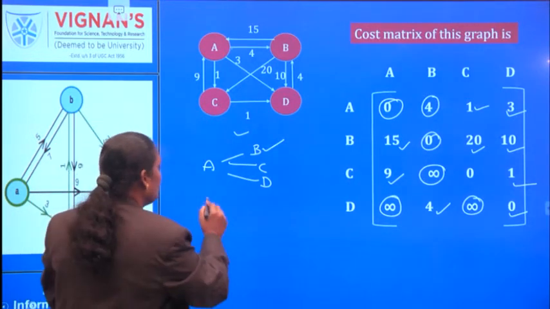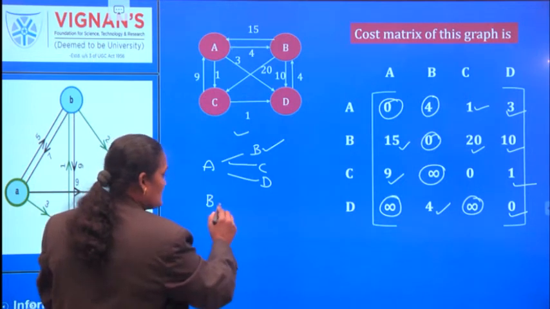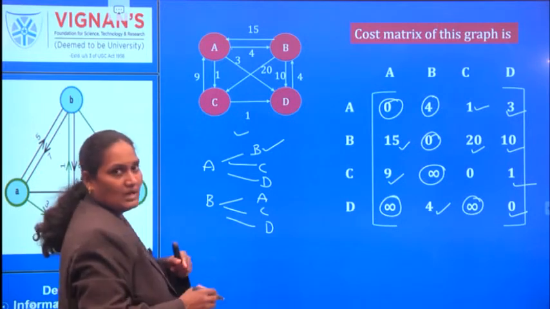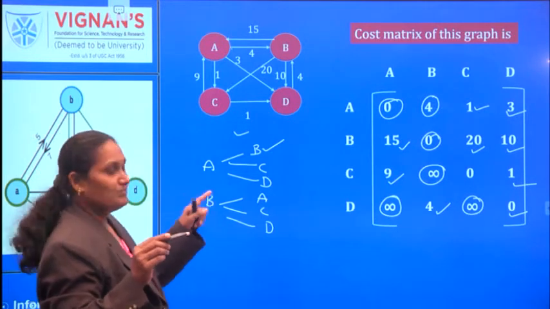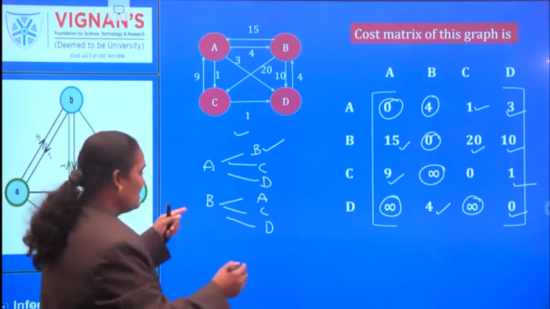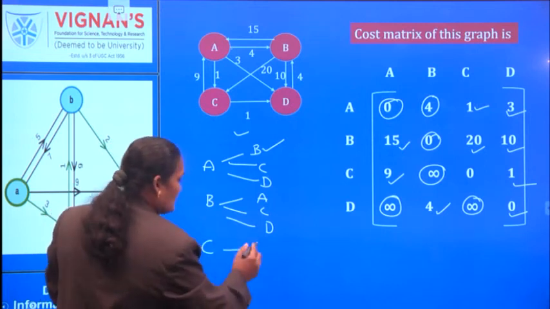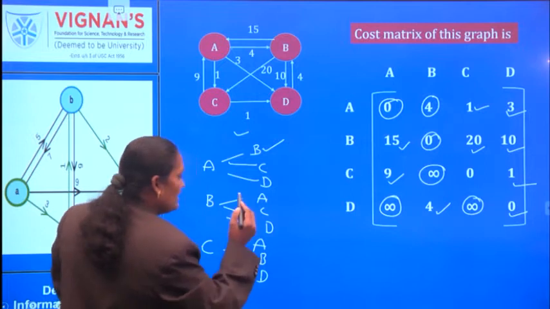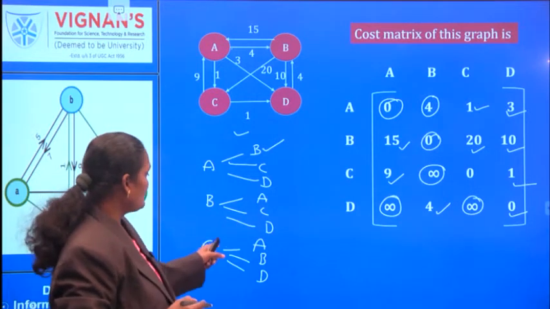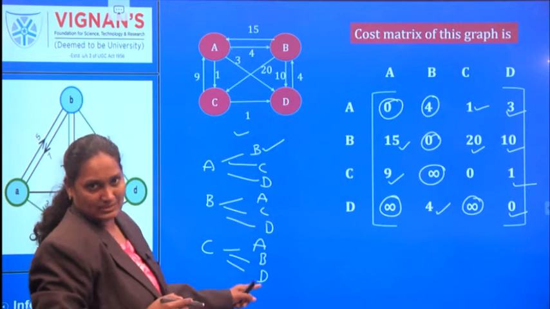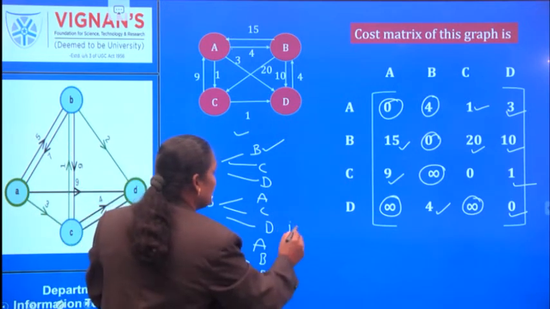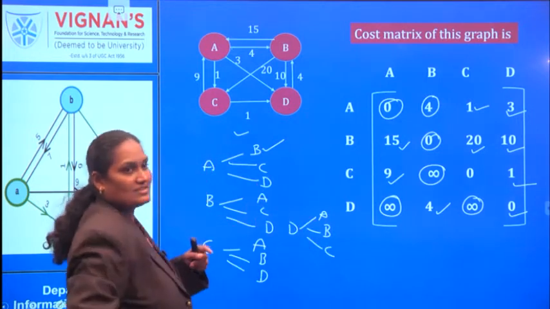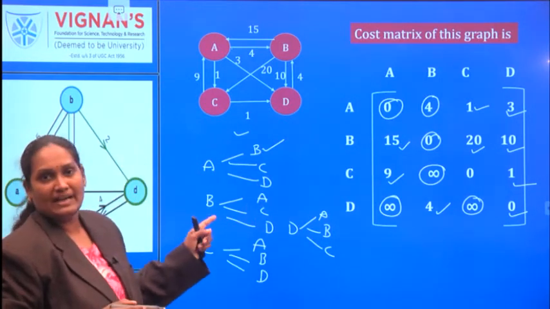In the same way, we need to consider B also as the source. In this case, A, C, D become the destinations. What is the shortest path from B to A, B to C and B to D? If you consider C as the source vertex, what is the shortest path to A, B and D? That is, C to A, C to B and C to D. The same way, if you consider D as the source, the destinations become A, B, C. What are the shortest paths from D to A, D to B and D to C?